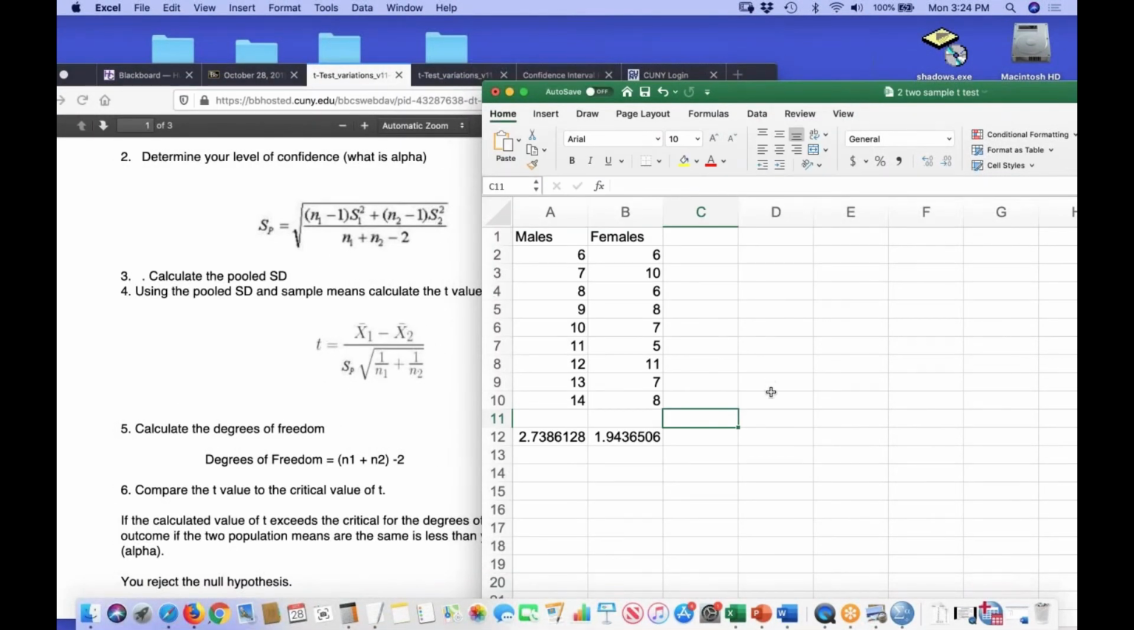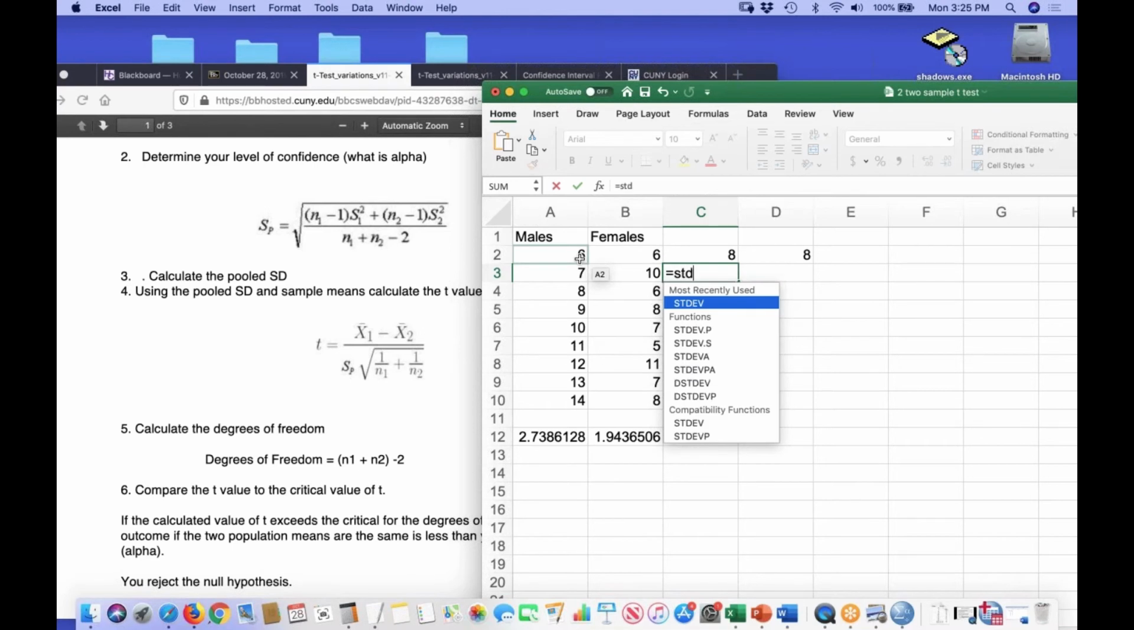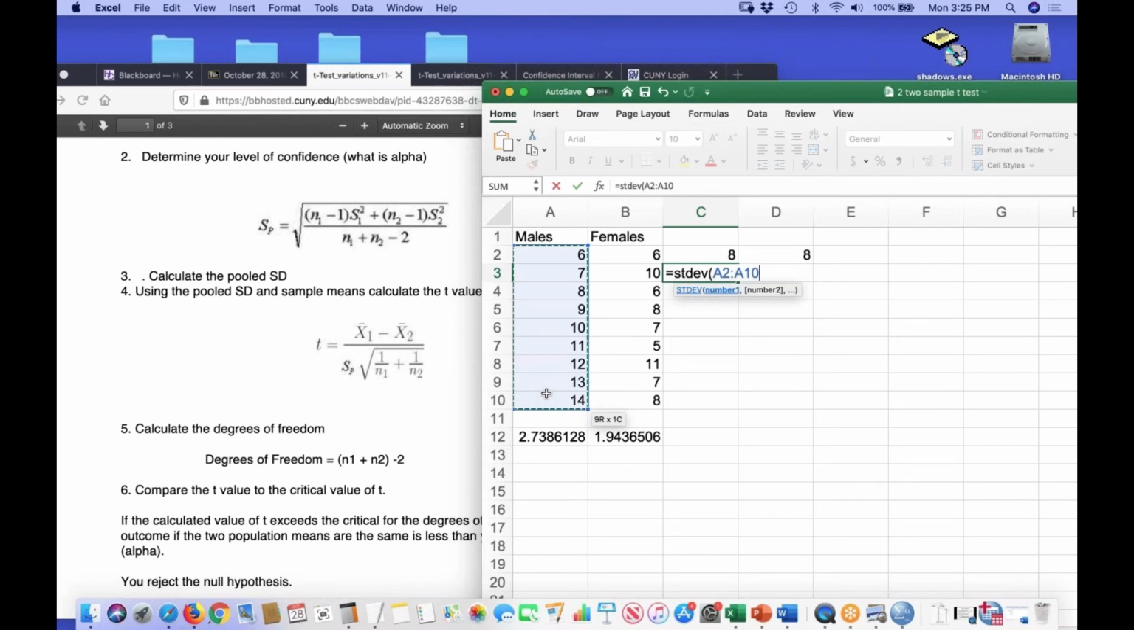Okay, so I'm going to calculate my pooled standard deviation. I'm going to do it in a few steps just to make it a little easier. So this top part over here is going to be equal to 8, and this area over here is going to be equal to 8. Now I'm going to take the standard deviation of this group, put it here, and then take the standard deviation of the other group and put it there.